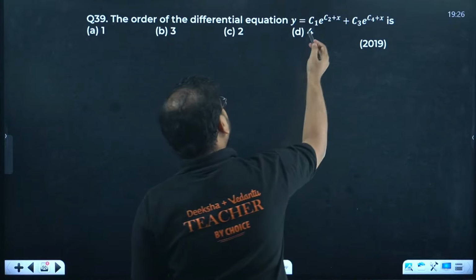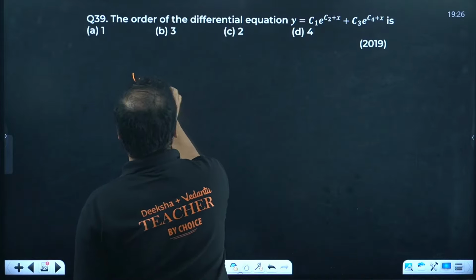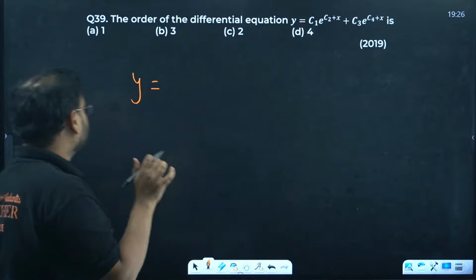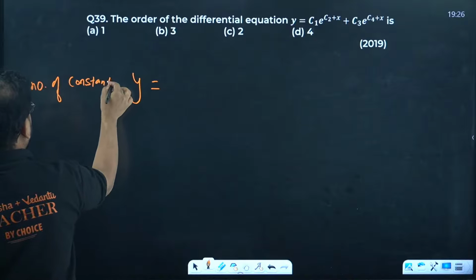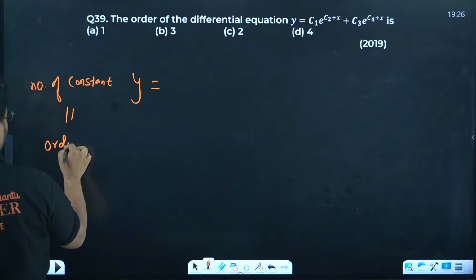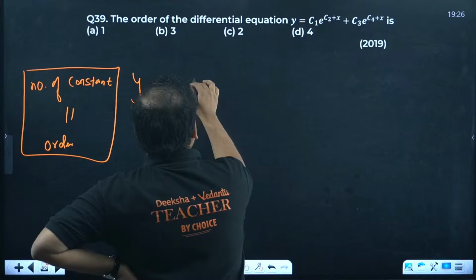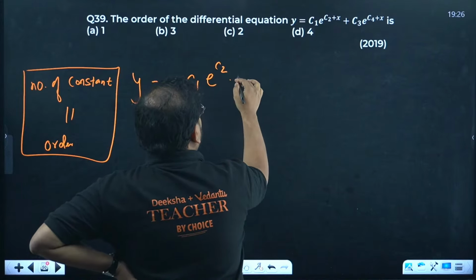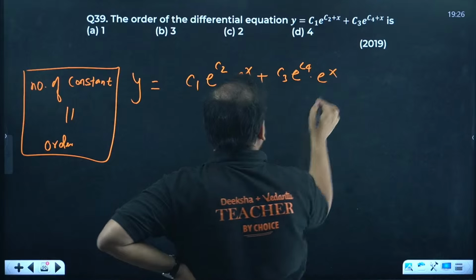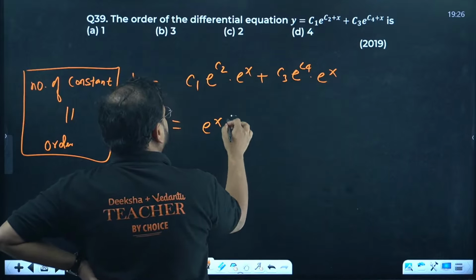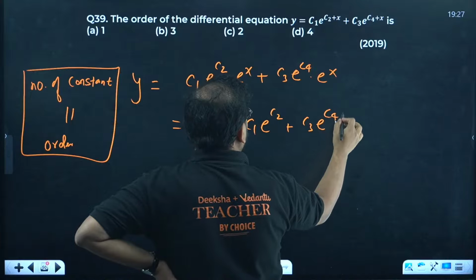Okay, so this looks like 4 constants are present, but actually there aren't 4. I hope the concept is clear. The concept is: number of constants is equal to the order. This is the concept, guys. So let's look at this problem. It is given as C1 e power C2 and e power x plus C3 e power C4 and e power x. We can see e power x is common.